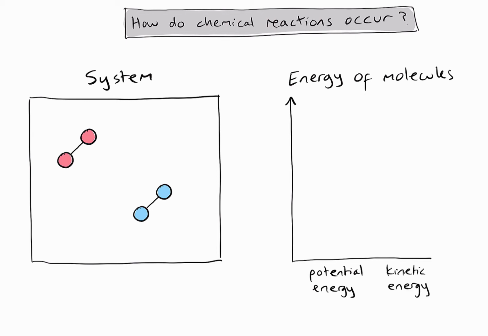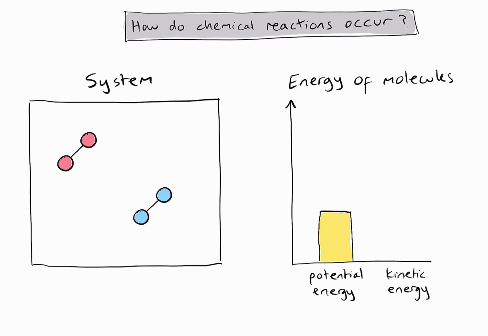Because both molecules contain bonds, we would consider them to be stable and therefore in total have a fairly low potential energy. And because in this example they are in a gaseous state, we would expect those molecules to be moving around in my box quickly and therefore have a high kinetic energy. Now let's imagine these molecules are moving towards each other and are going to collide.